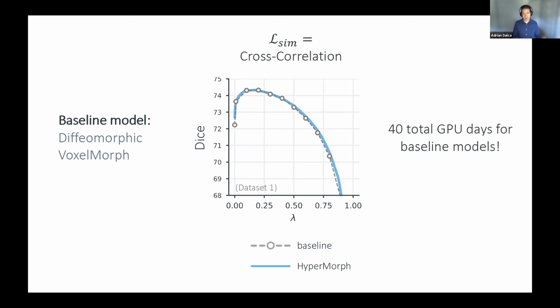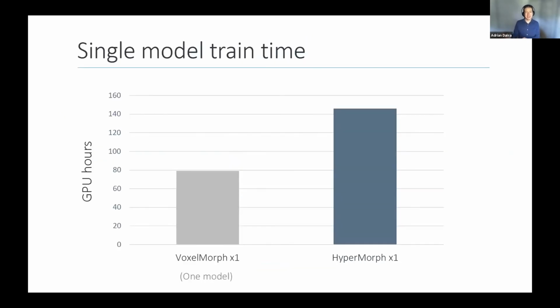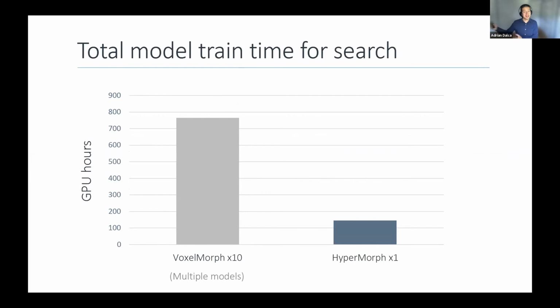So in terms of training time, one HyperMorph model takes a little longer than a single VoxelMorph model to train, about 1.5x. But of course, we need to train 10 VoxelMorph models, 10 baseline models, at least. Most of the time, you might train a lot more. And that's compared to a single HyperMorph model. So it's a lot faster in terms of GPU time. But what I can't show you in this graph is how much of a headache it saves you to train a single model that approximates this entire landscape of registration.